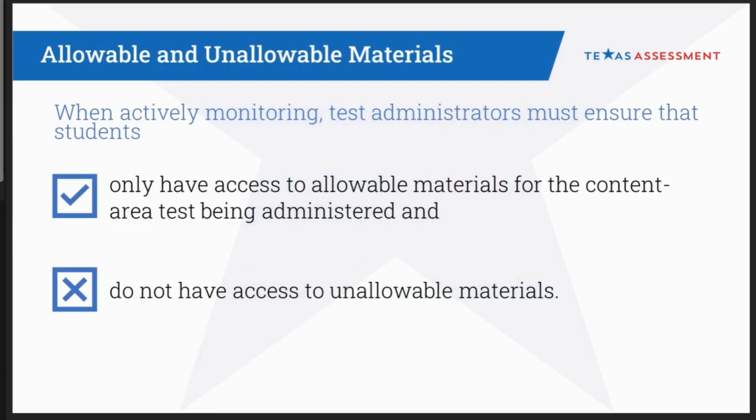Active monitoring requires more than simply moving about the classroom. When actively monitoring, test administrators must make sure that students only have access to materials allowable for the content area test being administered. For example, this may include calculators for some mathematics tests and dictionaries for reading language arts tests. Test administrators must ensure that students do not have access to unallowable materials like cell phones and testing strategies.